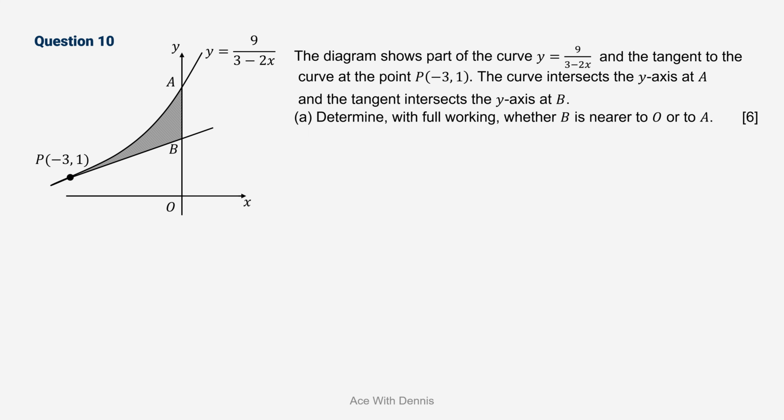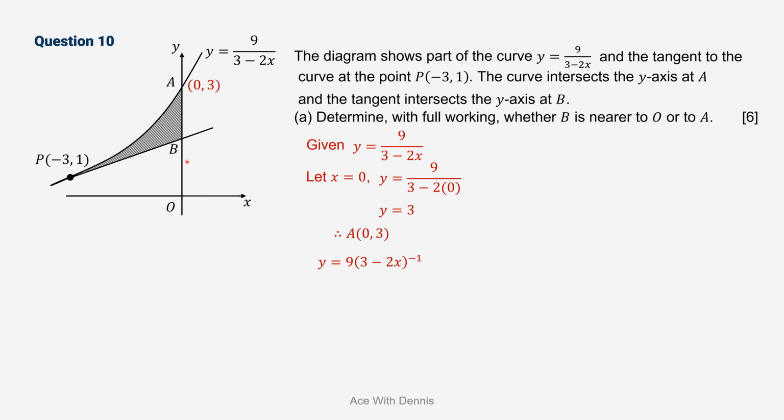6 marks. To determine whether B is nearer to O or A, the first thing we have to do is find the coordinates of point A and point B. To find the coordinates of point A, we can use the equation of the curve y equals 9 over (3 minus 2x). Since A lies on the y-axis, we can let x be 0. Substitute inside this equation, so y equals 9 over (3 minus 2 times 0), y equals 3. Therefore, the coordinates of A is (0, 3). So let's label it on the diagram. The point A is (0, 3) here.